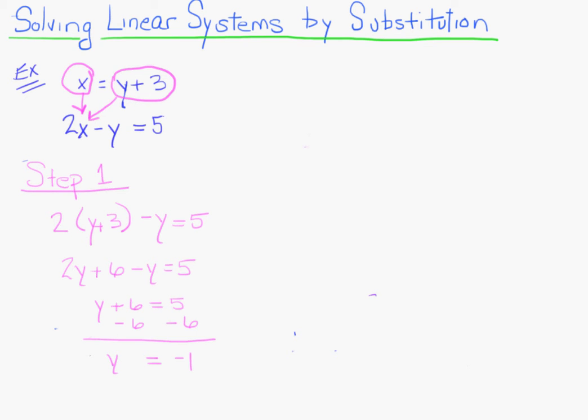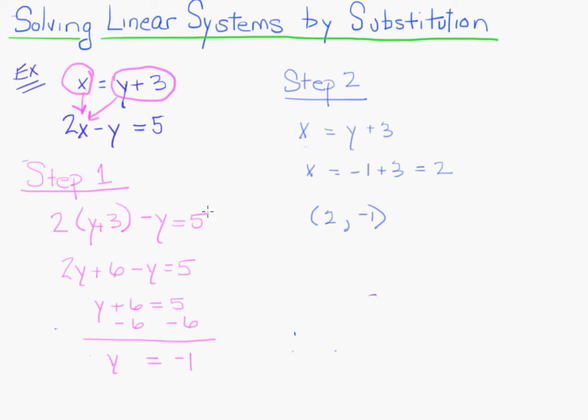And because of that, we can take the negative 1 and substitute it back into either of the other two equations and solve for x. So that would be step 2. Substitute back in the real number. So I'll do the first equation. x is y plus 3. So if y is negative 1, I get x equal to negative 1 plus 3, which means x is equal to 2. So according to what I found out, the point (2, negative 1) is where the two lines cross.